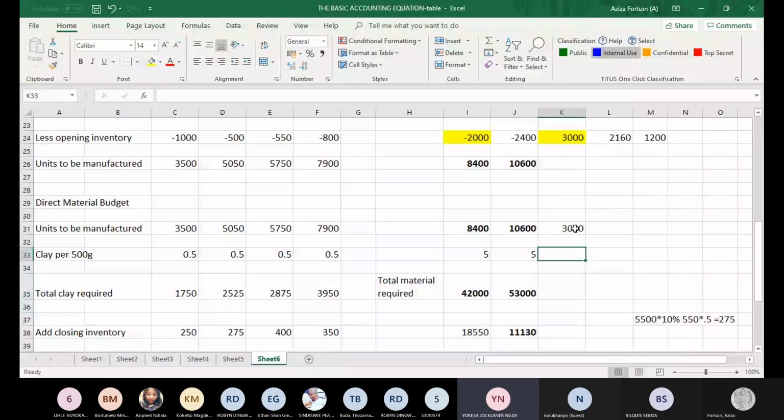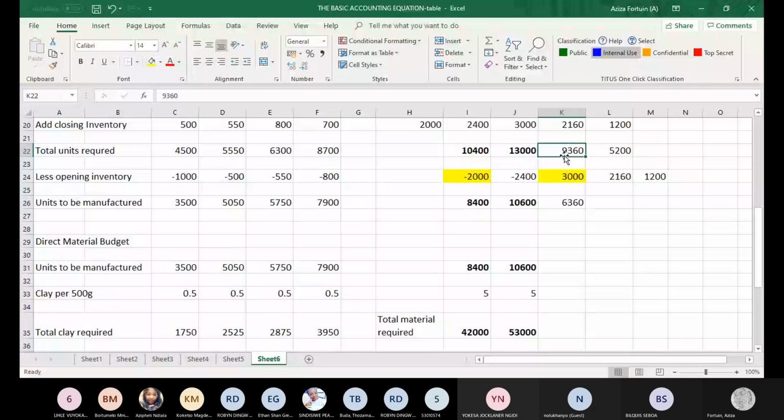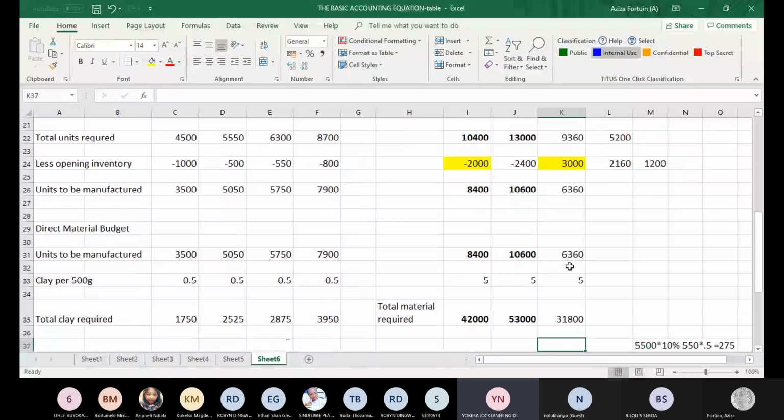When I completed it, you said your closing inventory. Sorry, Yokisa, you are right. Sorry, I'm taking the wrong amount. It's 6,360 there. Yes, ma'am. Sorry, I didn't calculate it. The 9,360 minus 3,000 is the 6,360. My apologies. I'm also human, I also make mistakes. I know it's fine, ma'am. Okay, that's good. And in the 31,800, you took the 35%.